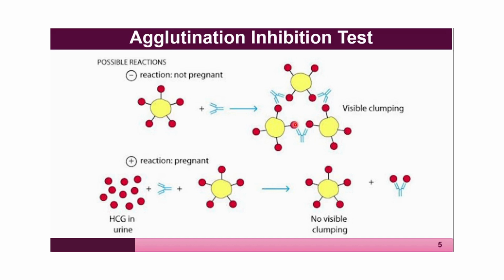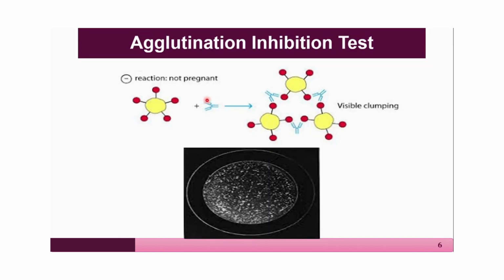And the reaction will be in this manner. The urine sample negative for HCG will show the clumping of coated latex particles. The latex particles are coated with HCG. Therefore, there will be agglutination of latex particles, and visible agglutination is shown at the bottom on a red tile where the latex particles are showing agglutination. That urine sample is negative for pregnancy.